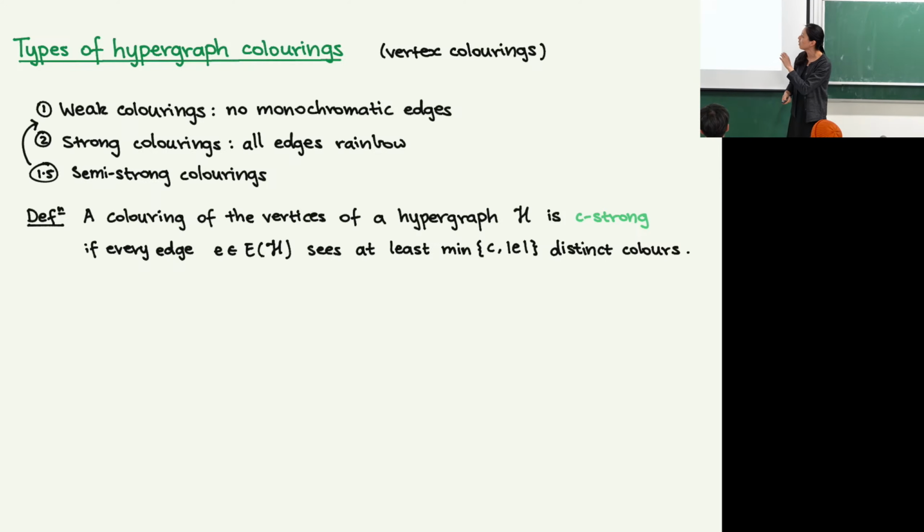So this is the main definition. A coloring of the vertices of a hypergraph H is C-strong, so I'm adding a parameter C here, if every edge E sees at least the minimum of C and the size of E distinct colors. So the point here is, if it's C-strong, I want every edge to see C colors, but maybe some edges are too small, that's fine. I just want them to try their best and have all different colors in that case.